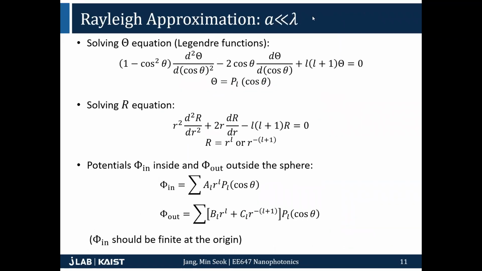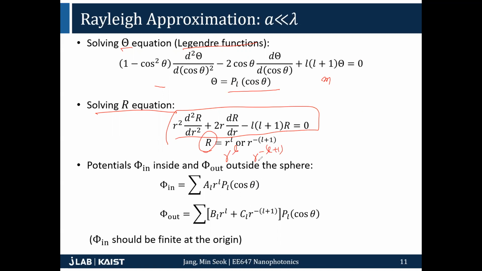Here, right? So you have two equations. And the solution for the theta equation is the Legendre function. Note that there's no M dependence, because there's no phi dependence in the system. So you have the Legendre function. And then the solution for the R equation is even easier. You can see here, R is either R to the L or R to the minus L plus 1.